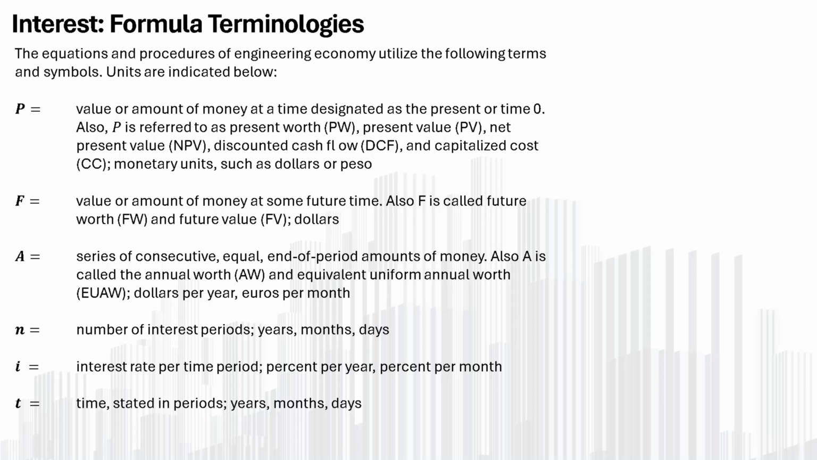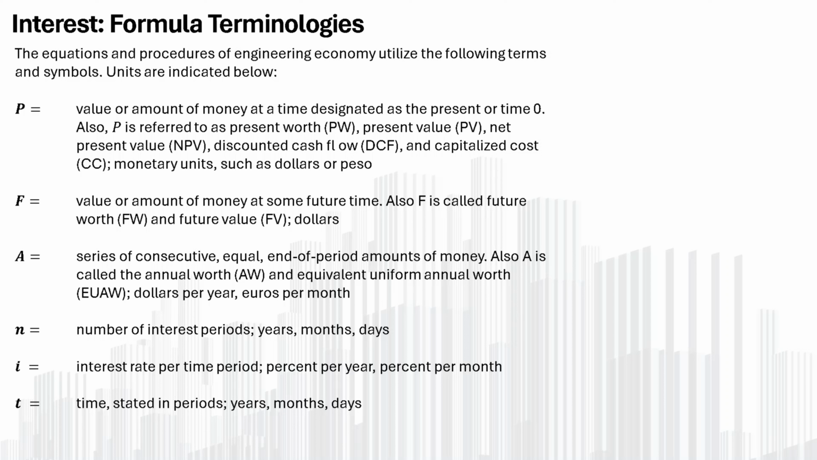DCF and CC are more financial terms, if you're in private equity, CFA, and so on and so forth. So for F naman, this is the value or amount of money at some future time. Sometimes it's called future worth or future value. A is any series of consecutive equal end-of-period amounts of money, called annual worth. Sometimes amortization when you're dealing with your own debt.